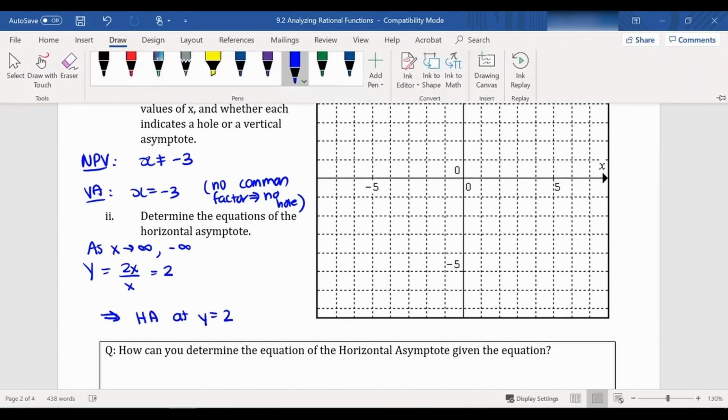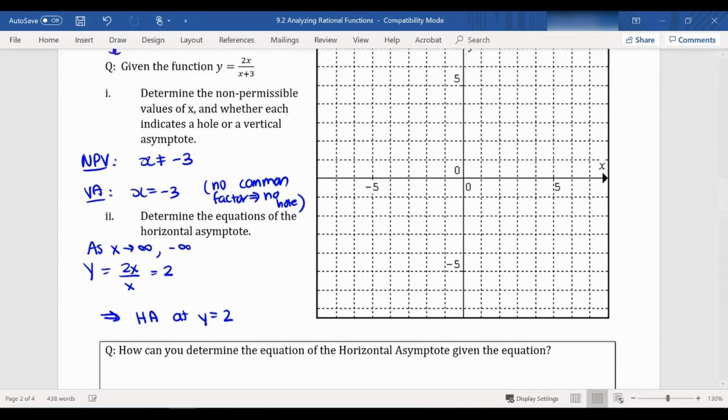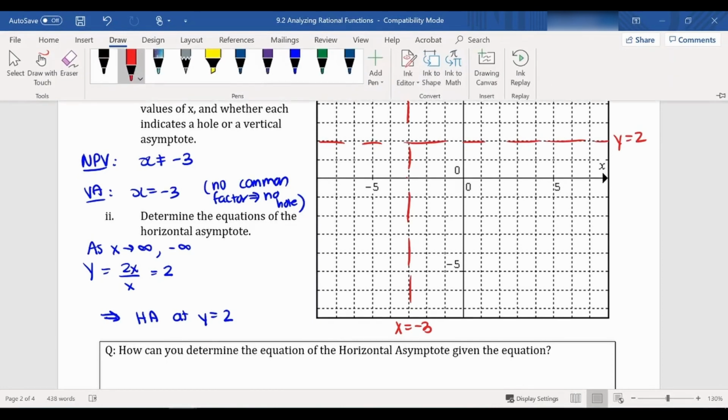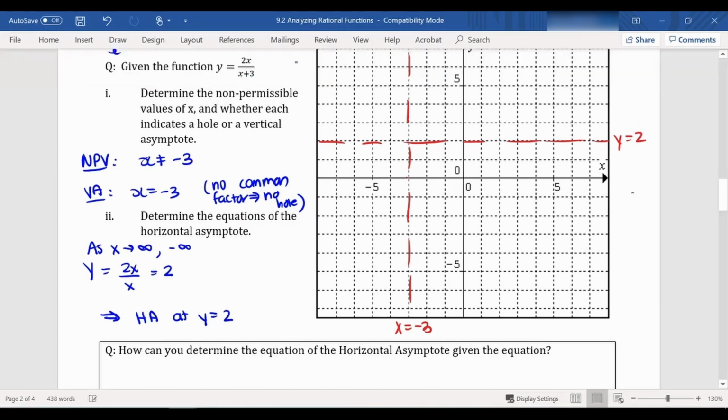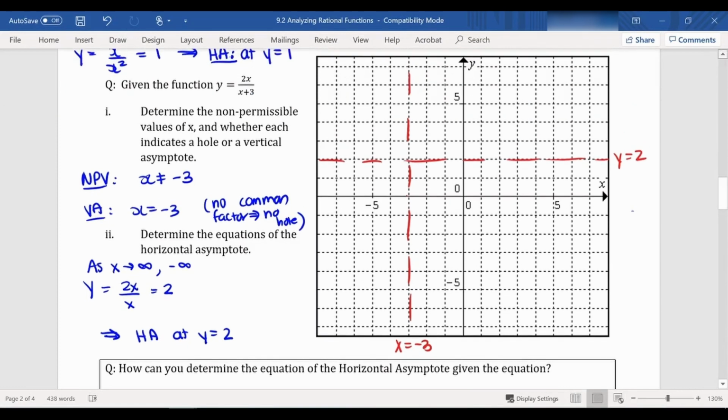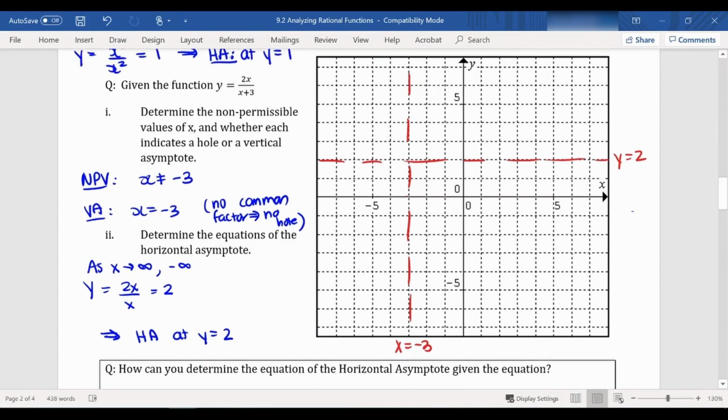So I can put all this on my graph. I have an asymptote at -3 and an asymptote at 2. And again, I'm going to have to pick some values to plug in and try and figure out where my curves are going to go. So if you recall from last year, you end up with curves that are sort of like kitty corner to each other. So either top right, bottom left, or top left, bottom right. They can't be like over top of each other.